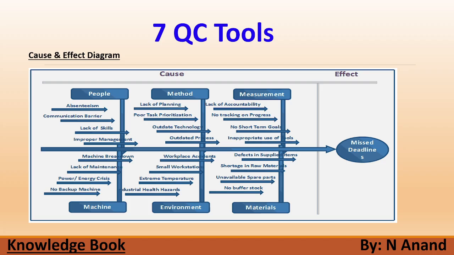This cause and effect diagram looks like this. All the causes are bifurcated into people, method, measurement, machine, environment, material. All the causes are written down in all the categories, and actions will be taken on all these causes, and that will affect all the actions, and then we will get the expected result for the quality.